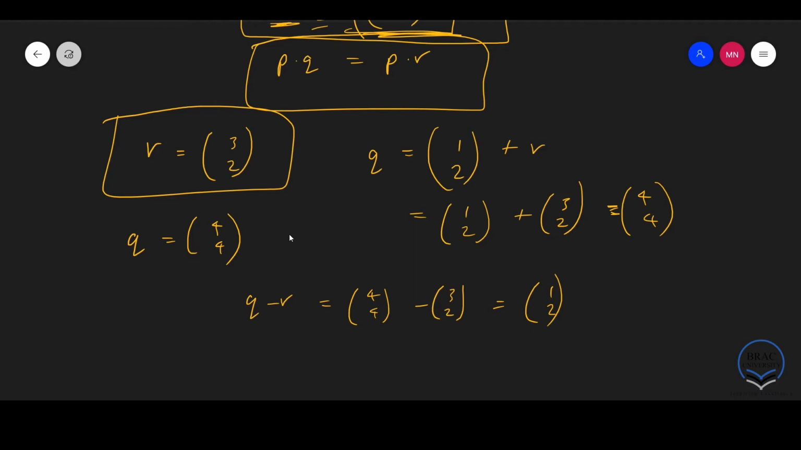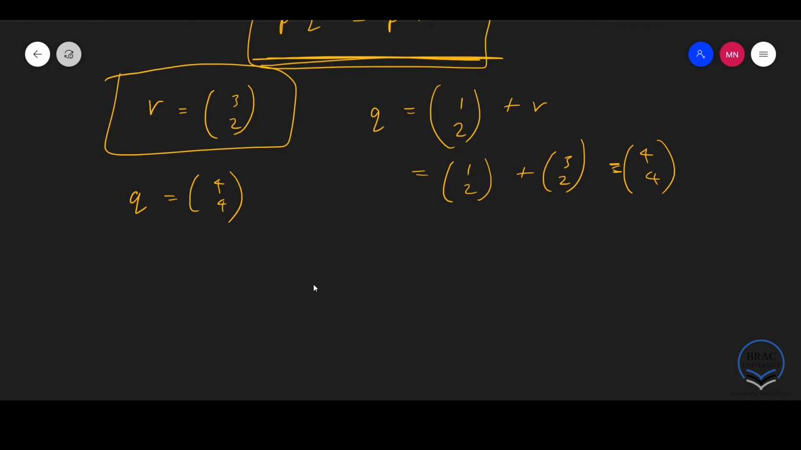And the dot product of this with P will be 0. So you can see that this satisfies this equation here, right? So since I have my Q and R, I can see that P dot R is equal to P dot Q. So let me write this the other way around. P dot Q is equal to P dot R.